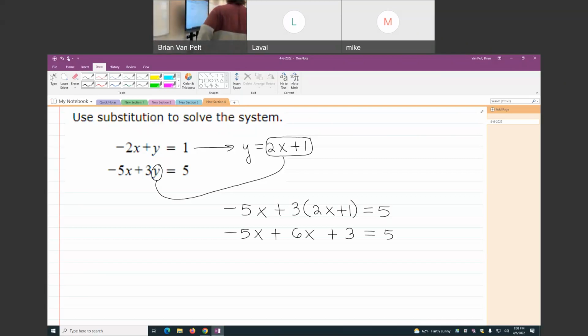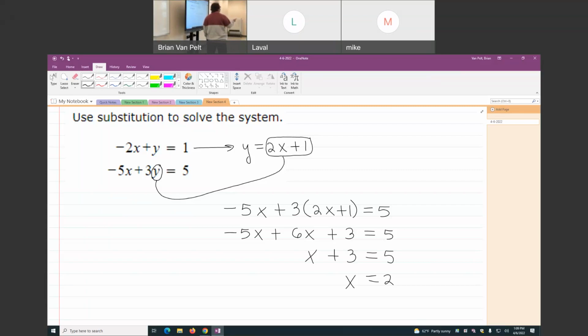Well, look at this. Do you see what's going to happen? The x's are going to be pretty nice to us. Negative 5x plus 6x, it's just x. And so x is going to equal 2. Subtract 3 to get 2. So 1x is the same as x. So we have x equals 2.